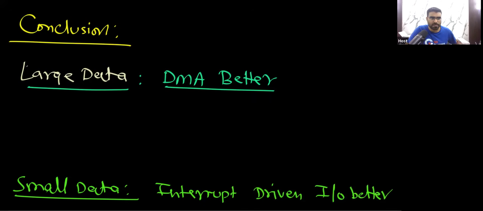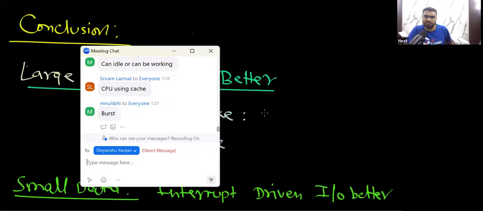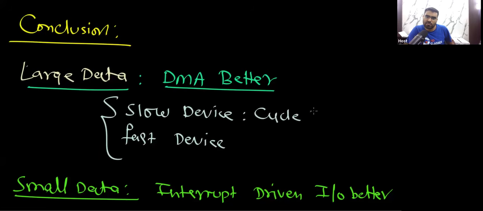Okay, and one more thing. In this large data also, tell me, if you have a slow device, then which is better? If you have a slow device and you have a fast device, if you have a slow device, then cycle stealing is a good way. Okay, then you can use cycle stealing mode.